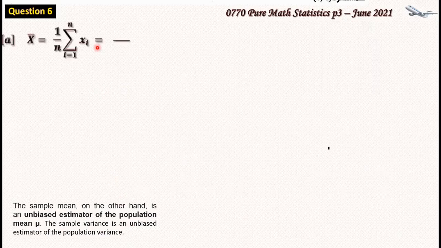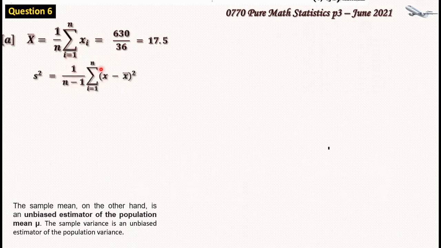So here we have x bar equal to 1 over n, this is for the sample, right? Summation from i equals 1 to n of xi. So this gives us 630 over 36. So the estimated mean is 17.5.